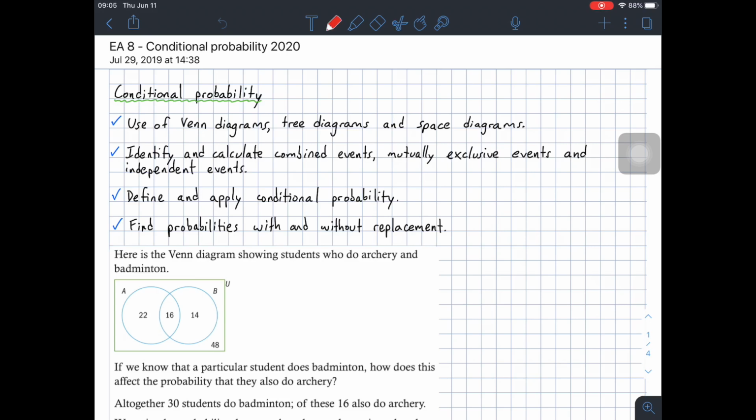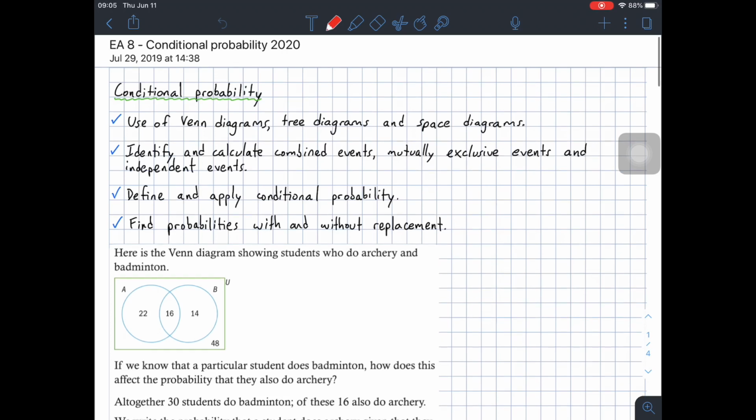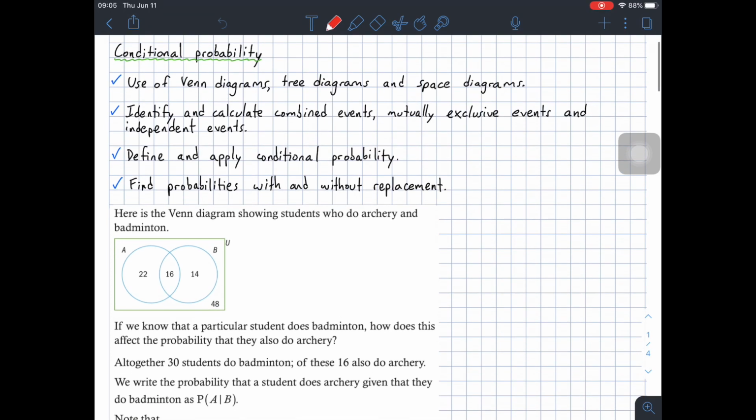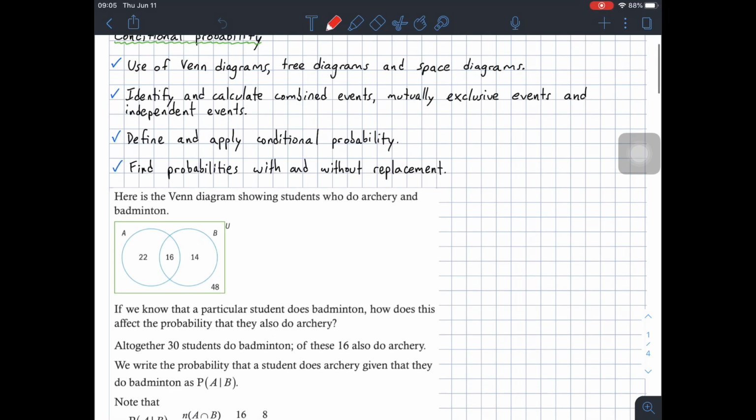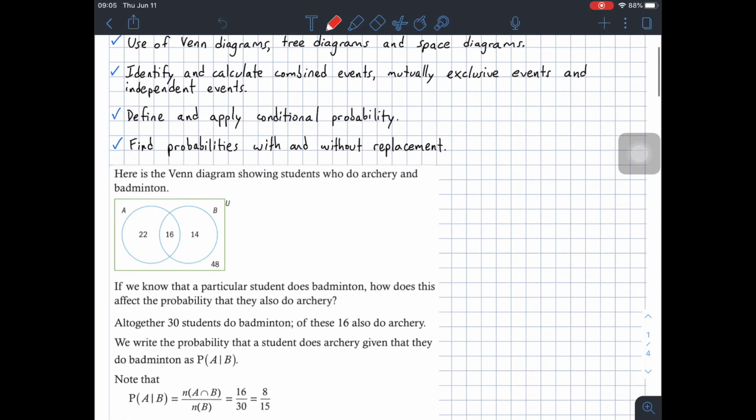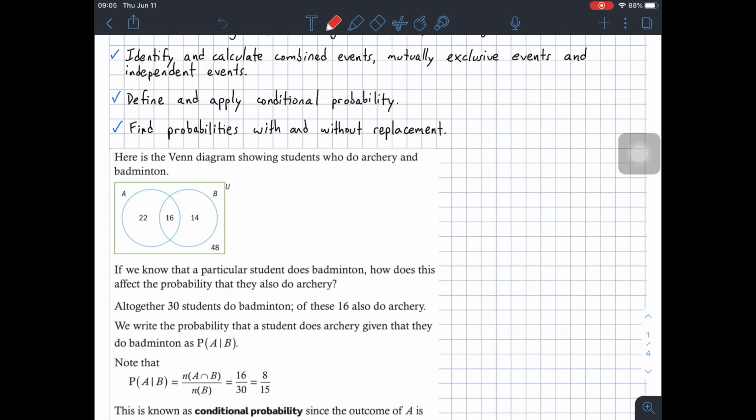Number one, use of Venn diagrams, tree diagrams, and sample space diagrams. Number two, identify and calculate combined events, mutually exclusive events, and independent events. Then define and apply conditional probability, and finally find probabilities with and without replacement.